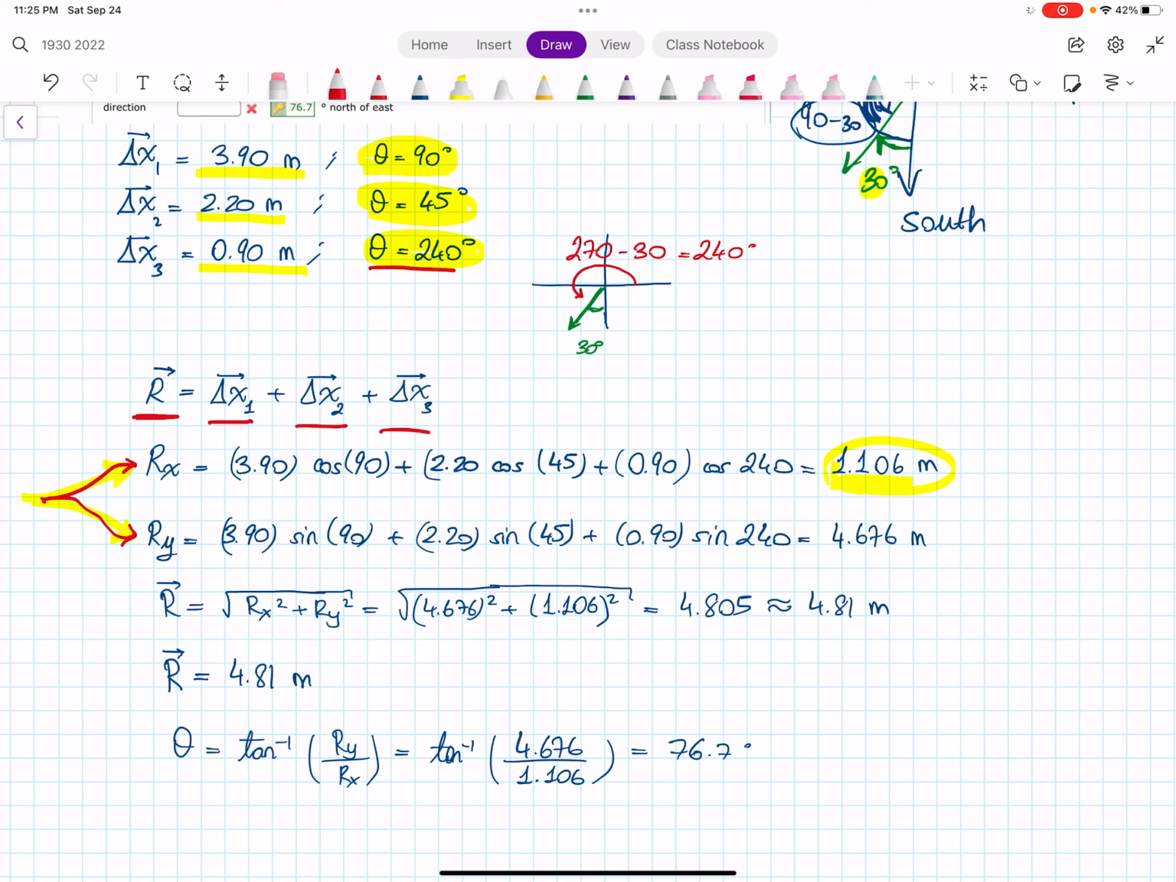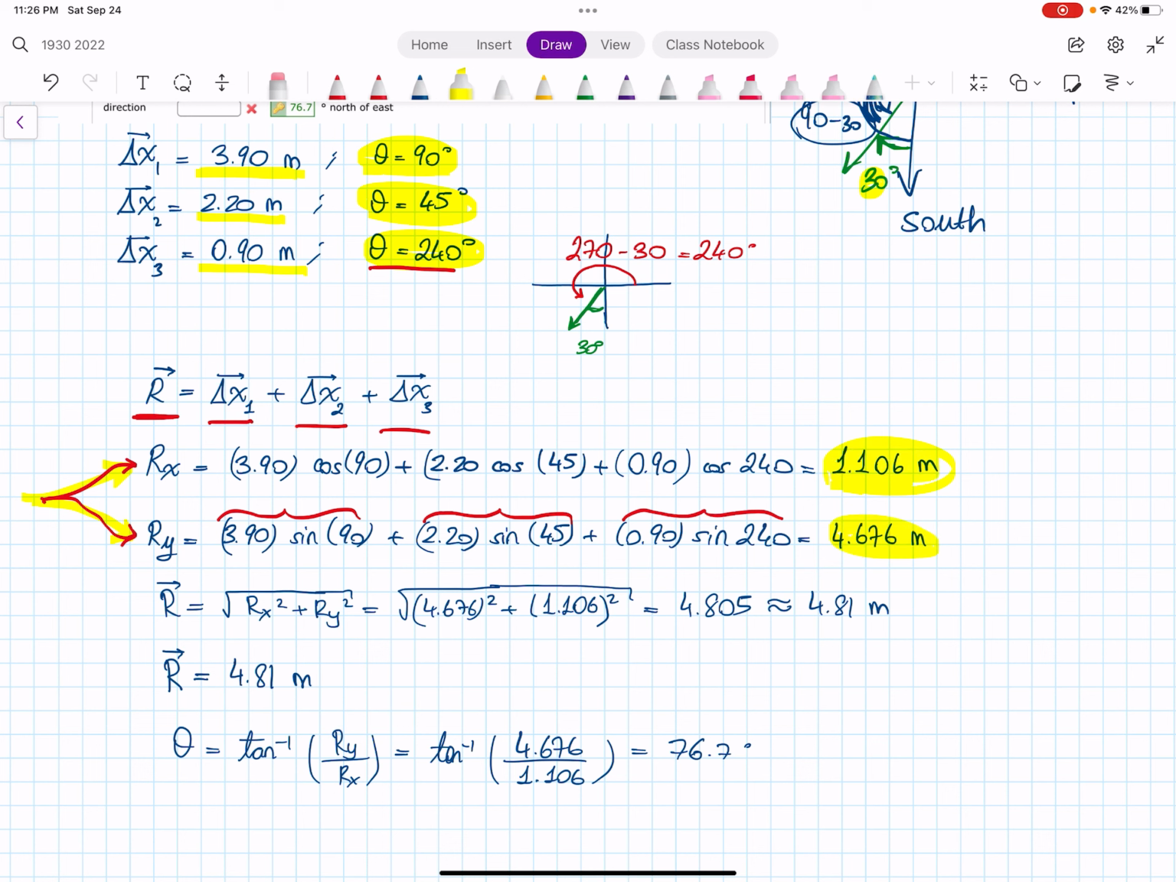You do the same thing with the vertical components. You sum up all the vertical components. How do you find a vertical component? For the first vector, you take the vector times sine of the angle. Second vector, you take the vector times sine of the angle. The third vector, you take the vector times sine of the angle, and you get yourself the summation of all the vectors in the vertical direction.